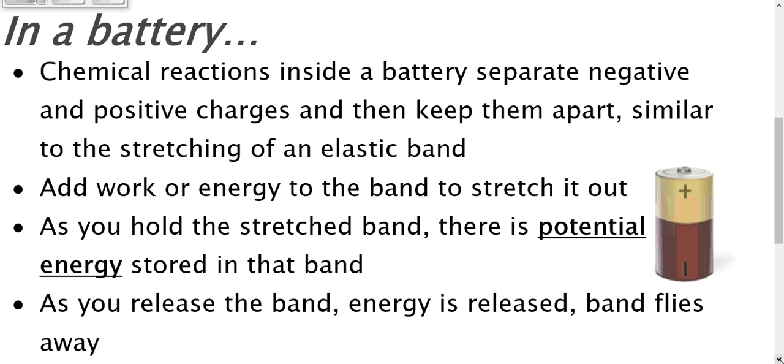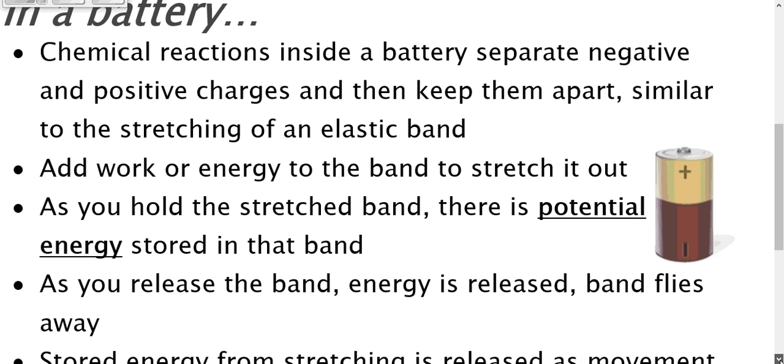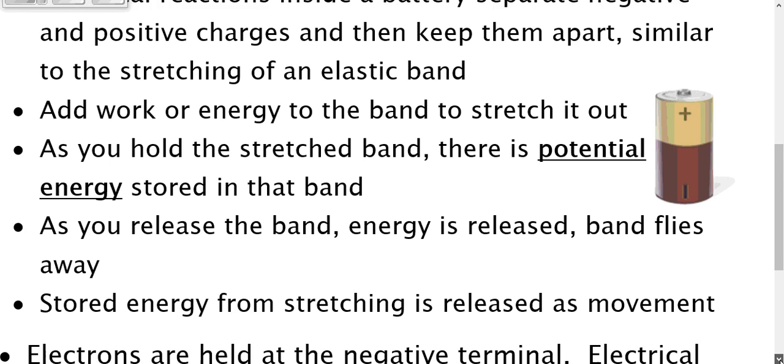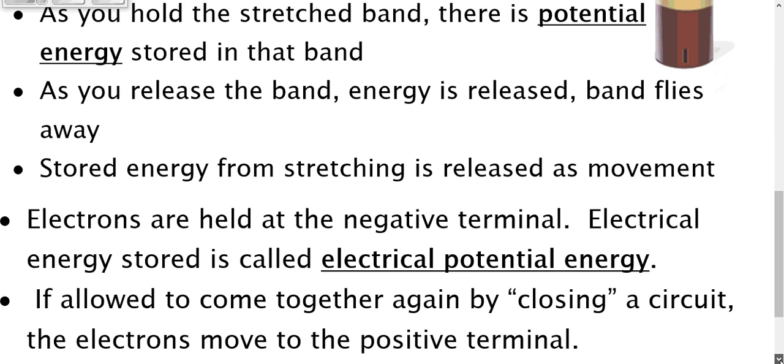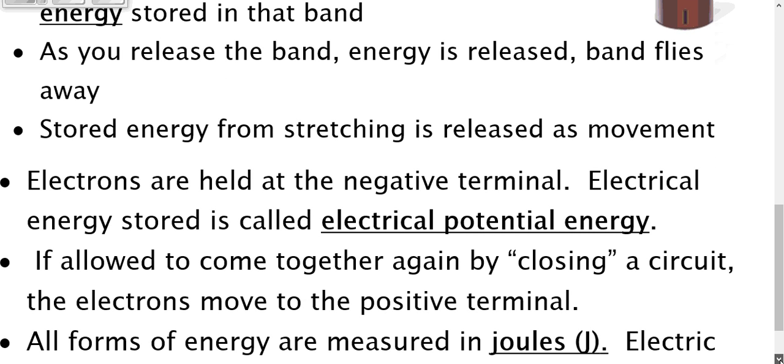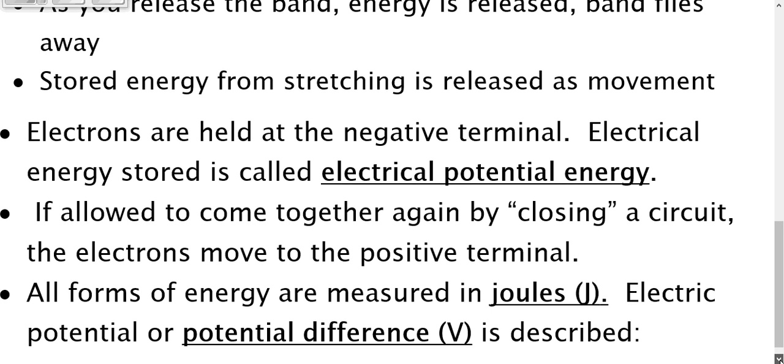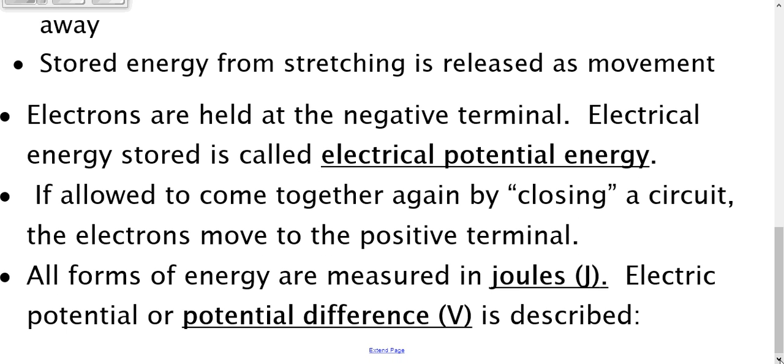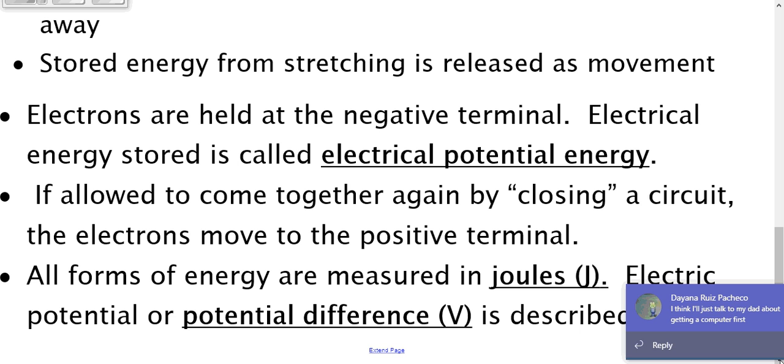If you were to release the elastic band, that energy is released. It's turned into what we call kinetic or moving energy. So the stored energy, that potential energy from the stretching, is released as movement or kinetic energy. Electrons are held at the negative terminal, the negative end of the battery. Electrical energy is stored. It's called electric potential energy. If allowed to come together by closing a circuit, the electrons will move to the positive end.